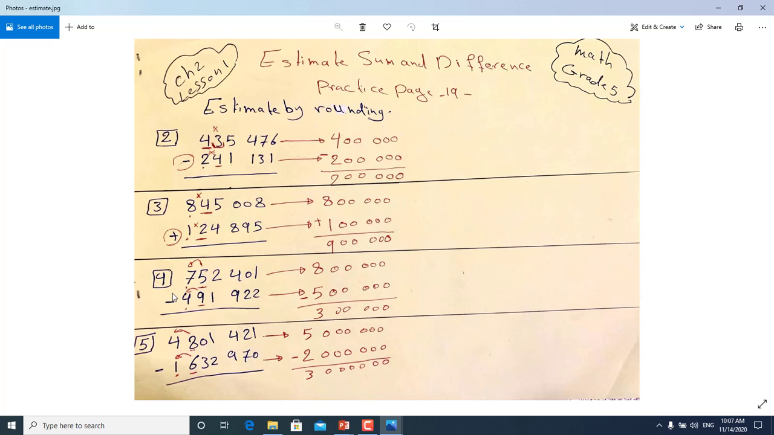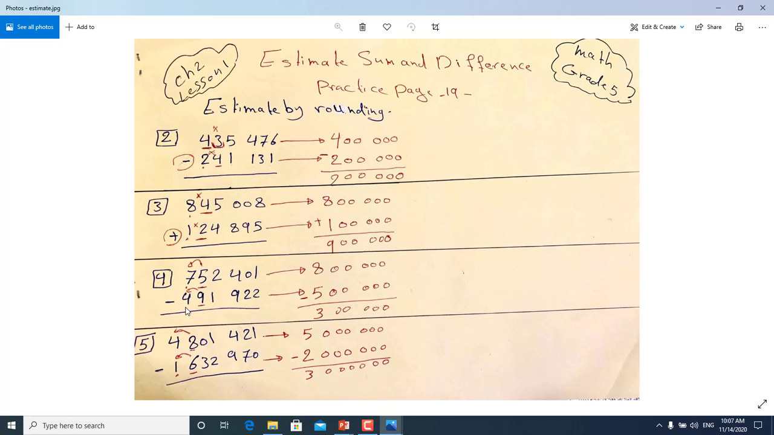And from number 4, we have 752,401 minus 491,922. Also, we round the first digit. The first digit is 7. We look at the next digit, it's 5, so we round up, and we increase 1 over the 7. This 7 will be 8, and the last digit will be 0. So we have 5 digits from there, we will write 5 zeros.